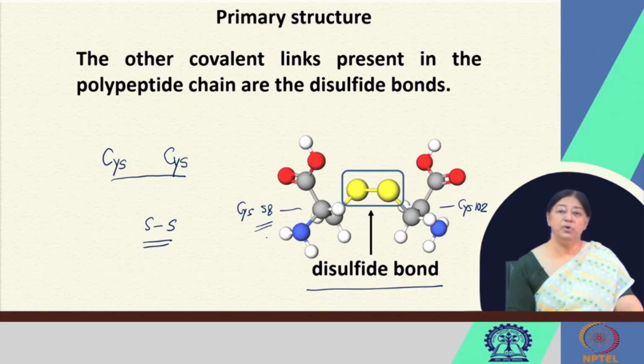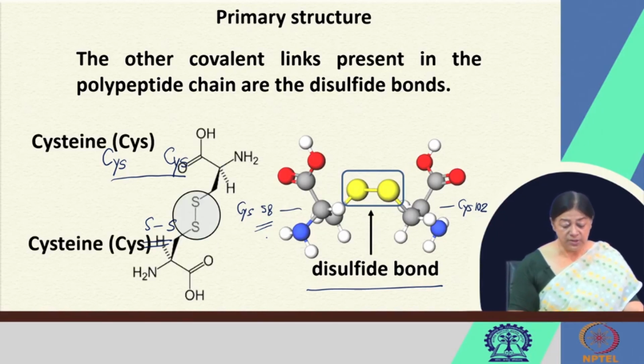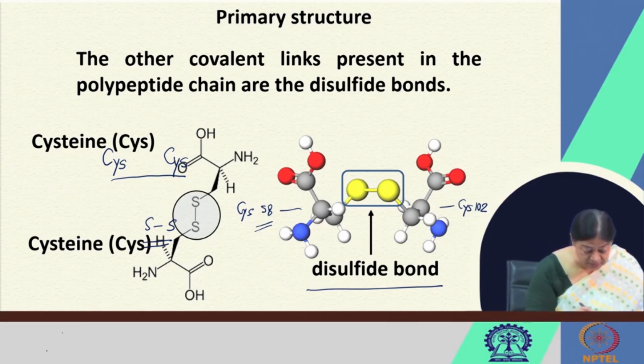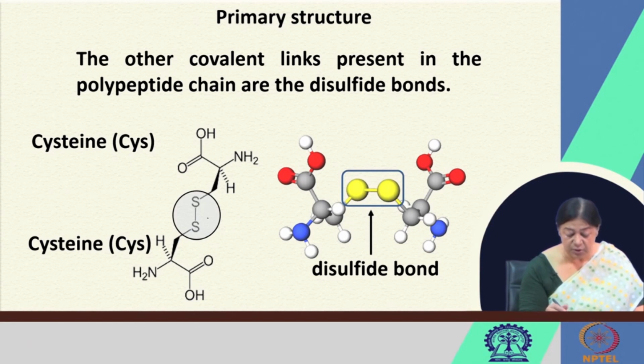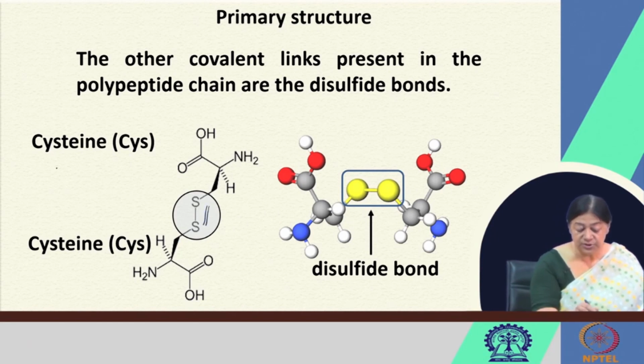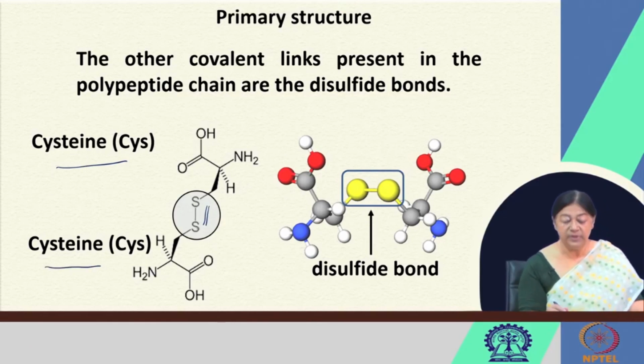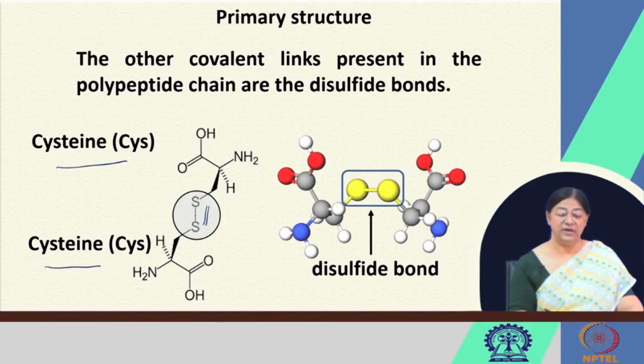So, the covalent bonds, apart from post-translational modifications, which I had mentioned earlier, these are the other covalent linkages that are present in proteins, the disulfide bonds, in addition to the peptide linkages that we studied. So, here is the cysteine that I was talking of, and this is where we have the formation of the disulfide, 2 cysteines coming together forming a disulfide linkage, a covalent linkage.